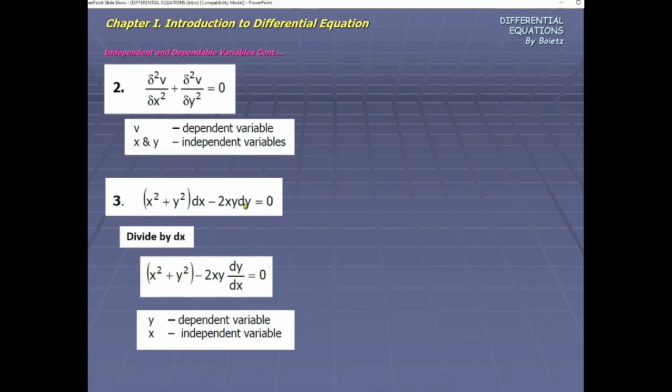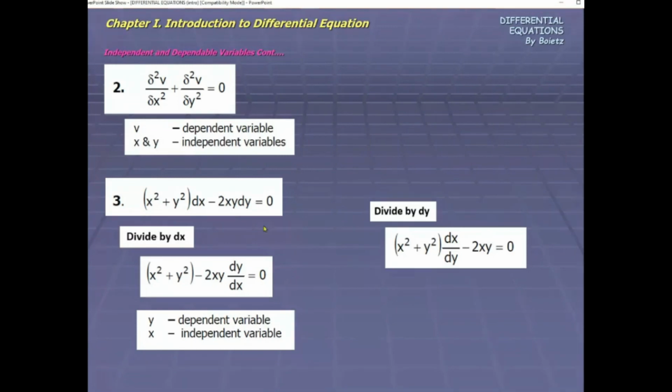Okay? Kaso, pwede rin natin i-divide yung whole equation by dy. Pwede rin natin siya ilipat sa ganito. Let's divide this by dy. Ano lalabas? Quantity x squared plus y squared dx over dy minus 2xy equals 0. So, ibig sabihin lang, here, ang nasa ibabaw now is x. So, therefore, nasa ilalim is y. So, mababaliktad. X is the dependent, then y is the independent.